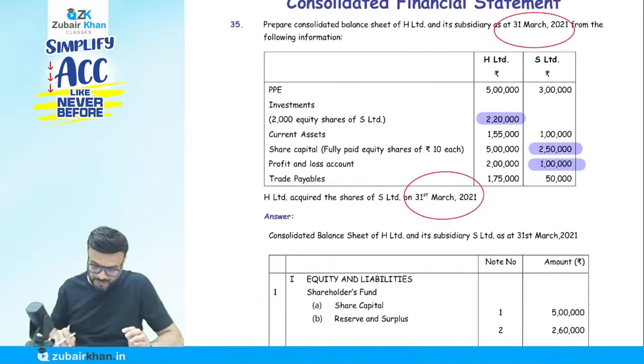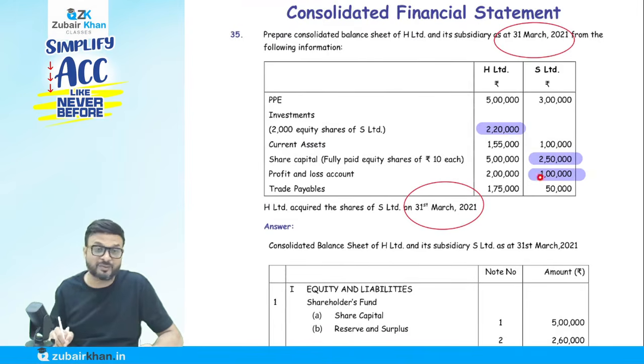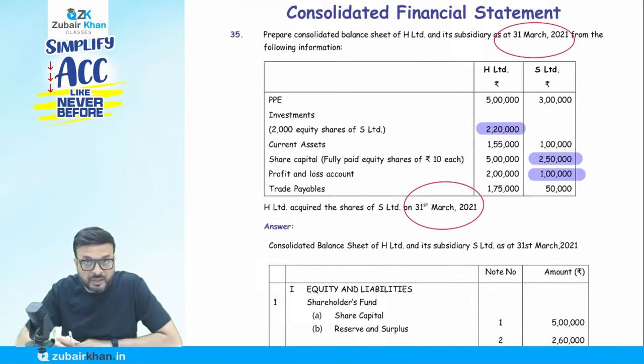Okay, one by one. So what we'll do here now? PP, how much is the PP? Remember, these 3 figures are very dangerous figures in every question. Okay, so these 3 figures are very dangerous: investment in subsidiary company and the share capital, reserve and surplus of subsidiary company. Okay, one by one.